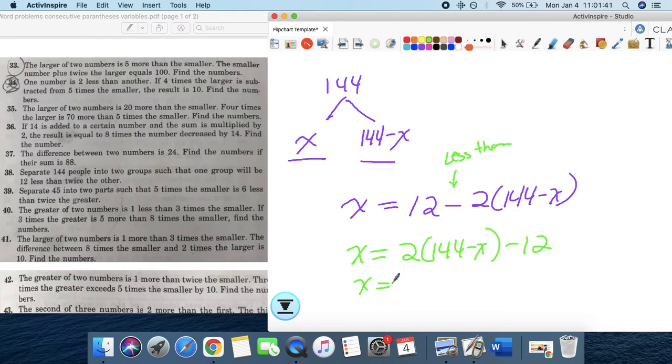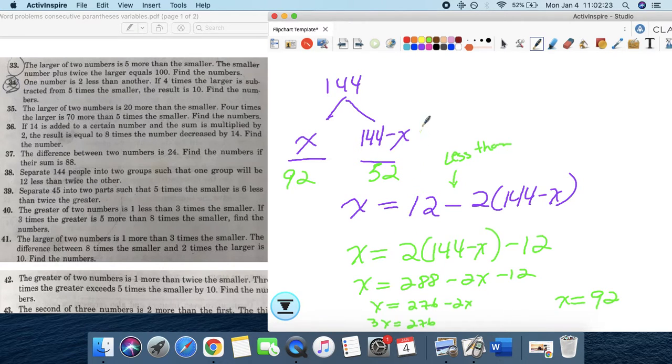So I guess x equals 288 minus 2x minus 12. Sorry, I can combine 288 and minus 12 into 276 minus 2x. We can do plus 2x on both sides, and we're going to get 3x equals 276. Divide both sides by 3, and x equals, I have no idea, 276 divided by 3 equals 92. So one group of people had 92. The other group of people has 52 people.